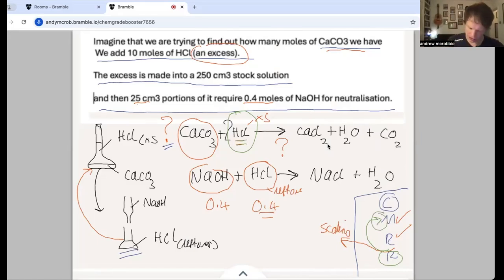We do moles at the start, which they've given to us, which was 10, minus the moles at the end. So scaling up from 0.4, we have 4 moles in total. Because it was 0.4, we scaled it up. So we do 10 minus 4. We've now got 6 moles.